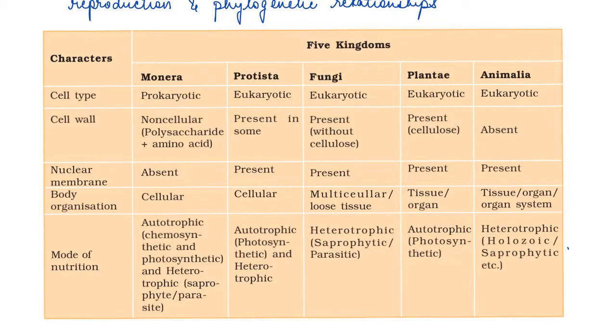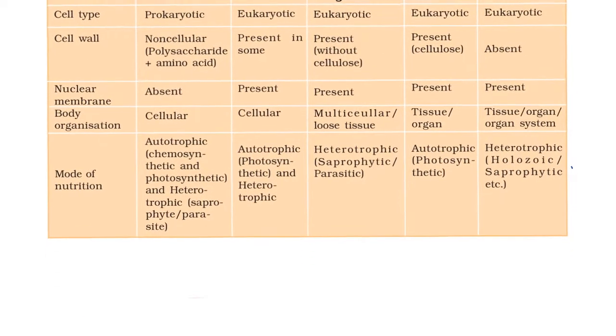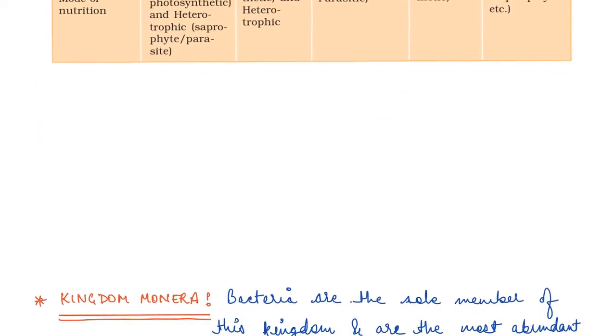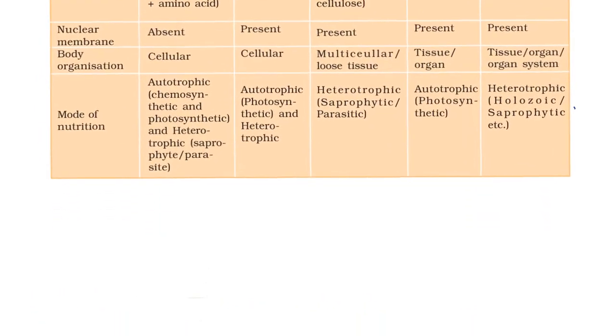And then animals, again the exact opposite of plants. Animals are solely dependent on other living organisms, be it plants or animals, for their nutrition, and hence they are heterotrophic. So these are the 5 kingdoms and basic characters that the organisms of these kingdoms own. Now we'll start with the first kingdom, which is kingdom Monera.